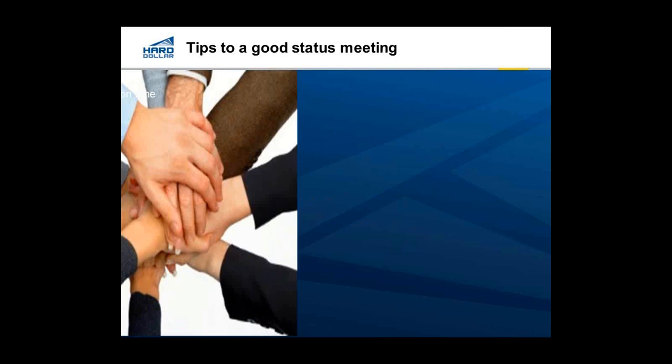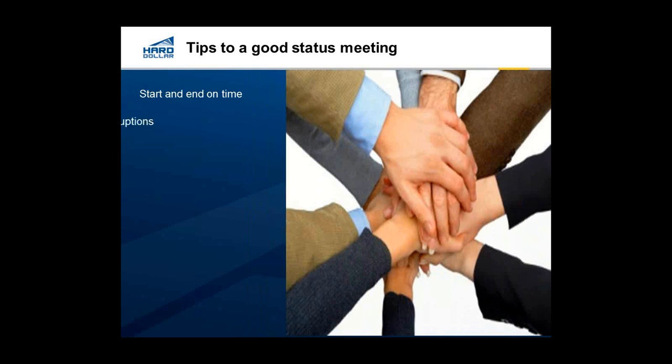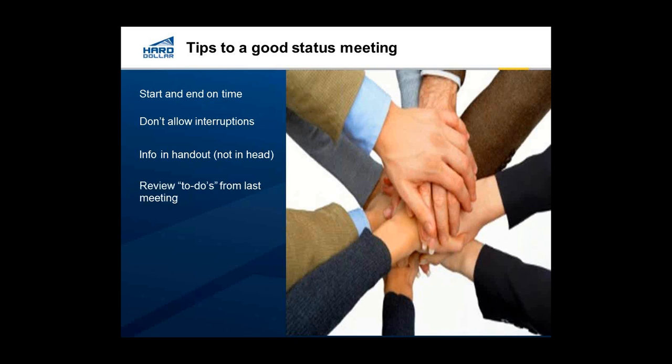Tips for a good status meeting: start and end the meeting on time. Don't allow people coming in and out of the meeting all the time, because if it's wasting people's time, they aren't going to come. Don't just try to rattle things off as you remember them in your head. Have an agenda, have a handout so that everyone can follow it. And then, like I alluded to before, review the meeting minutes from last time, make sure we have followed up on all of the action items, and then make new assignments for new action items to make sure that everything keeps rolling along.